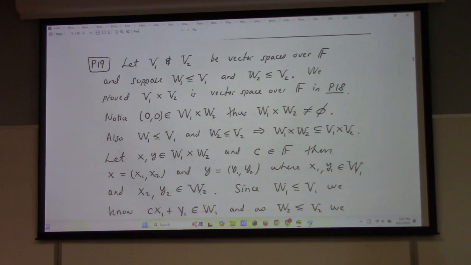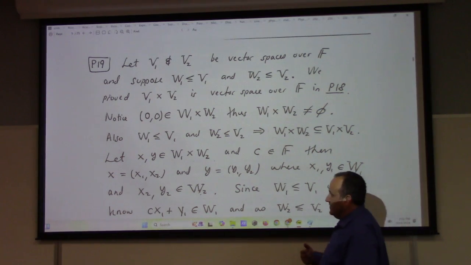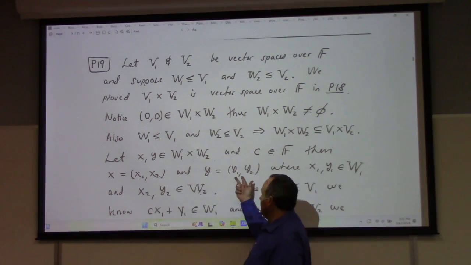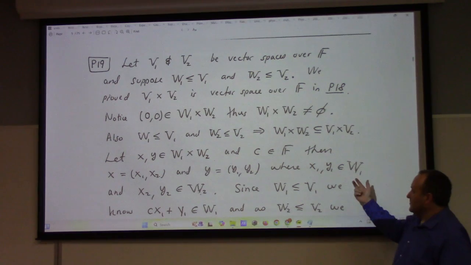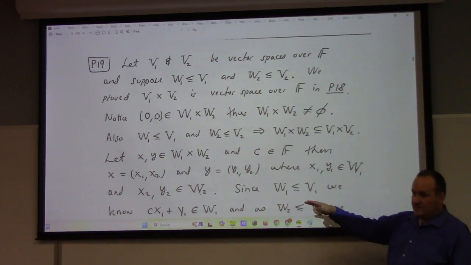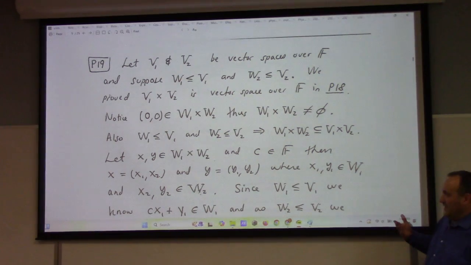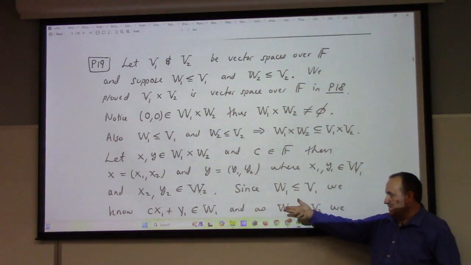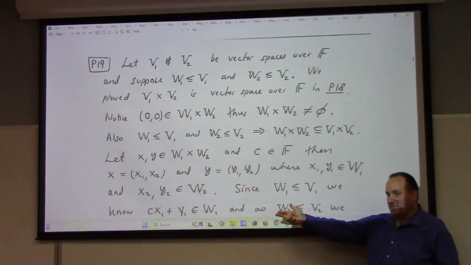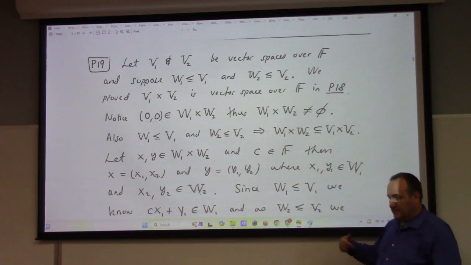I note that the Cartesian product of the 2 subspaces is a subset. We need that. Then I pick 2 elements in the Cartesian product and a constant. And then I write down what that means. That means that x is this pair and y is that pair. And the first component's from the first space, the second component's from the second space. And then I note what I have logically. Since W1 is a subspace, the linear combination of the first elements is in the first space, and the second elements likewise is in the second space.